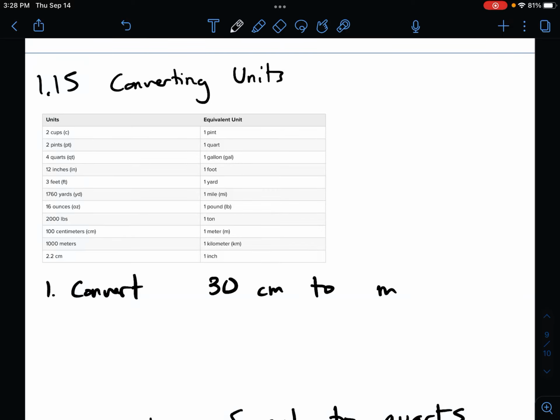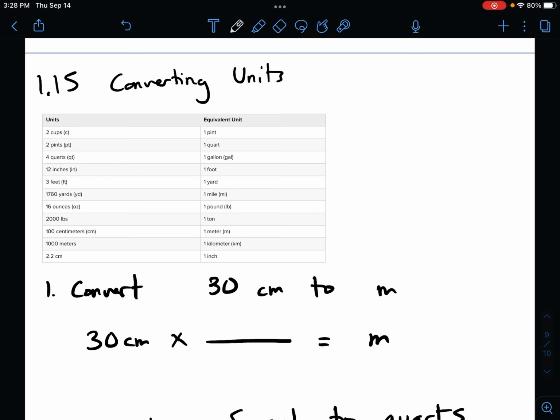In section 1.15, we're talking about how to convert units. So this would be going from cups to pints, or from yards to miles, or from meters to kilometers, right? So changing units of measure. And what we basically want to do in all these examples is start with what you have. So if I start with 30 centimeters, I'm going to write down my 30 centimeters. And what I want is to multiply this by some conversion factor to end up with meters.